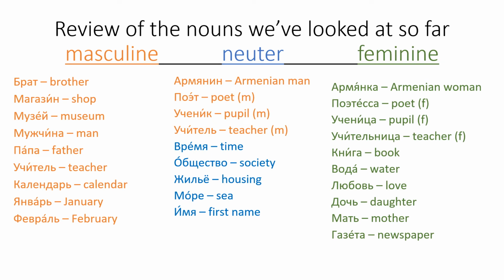Here are all of the nouns that we've learned so far. Брат, магазин, музей, мужчина, папа, учитель, календарь, январь, февраль, армянин, поэт, ученик, учитель, время, общество, жилье, море, имя, армянка, поэтесса, ученица, учительница, книга, вода, любовь, дочь, мать, and газета.